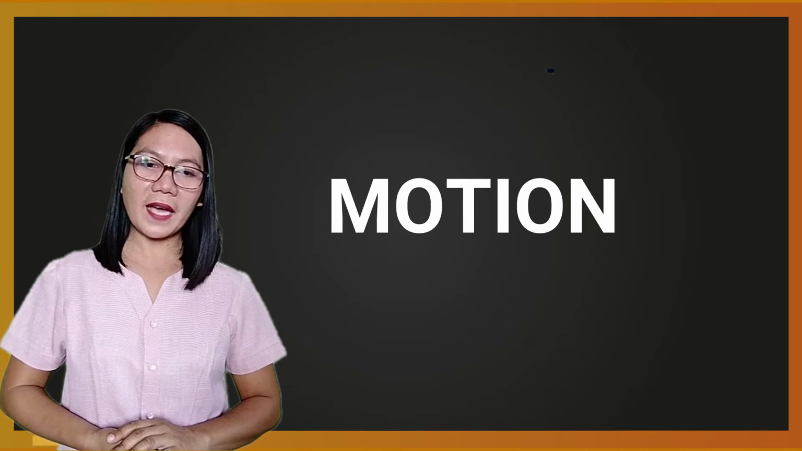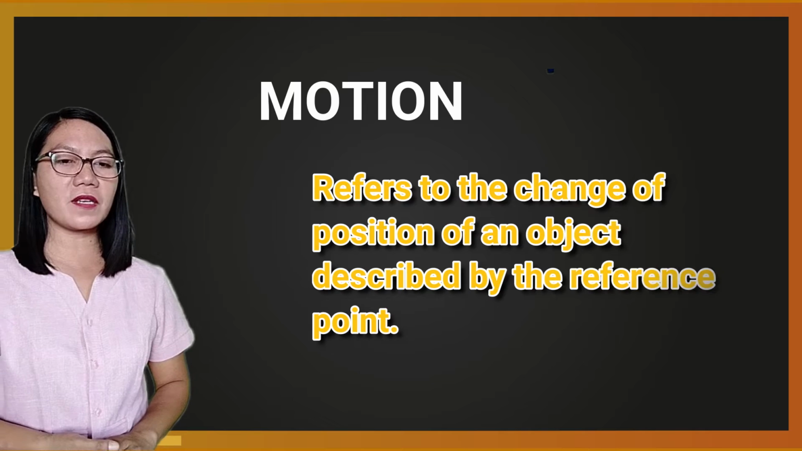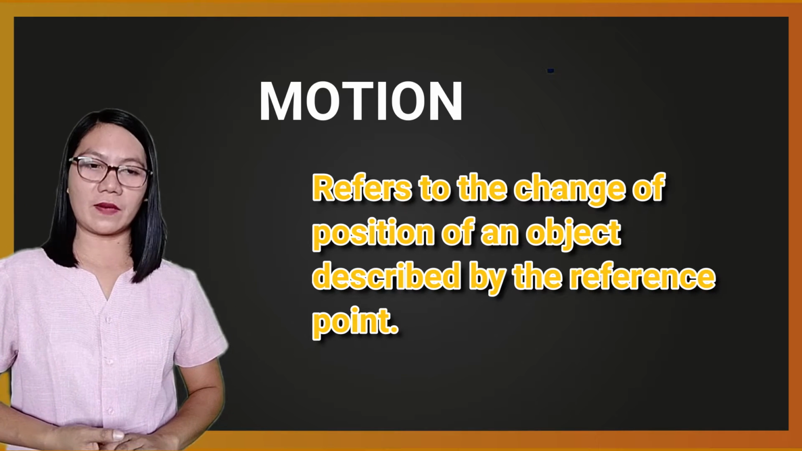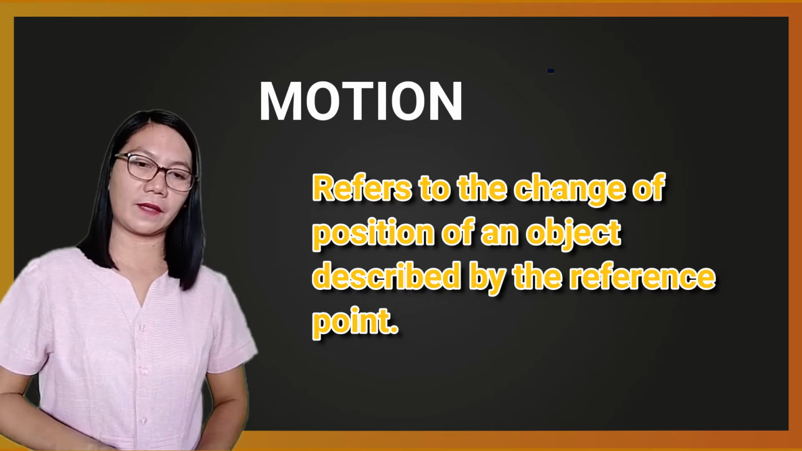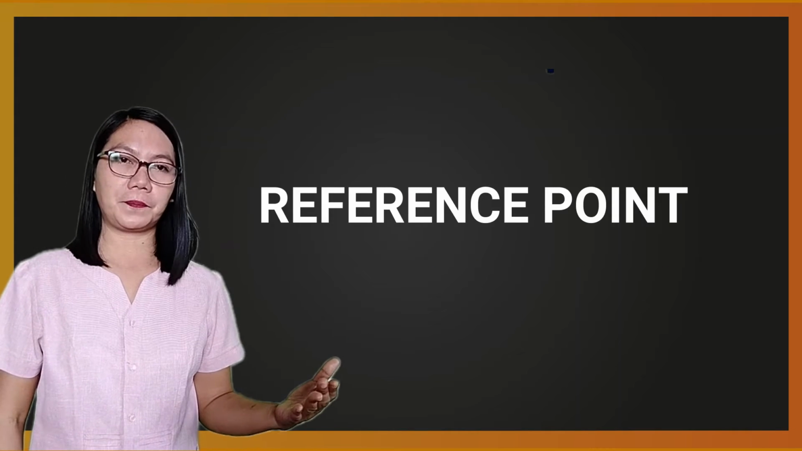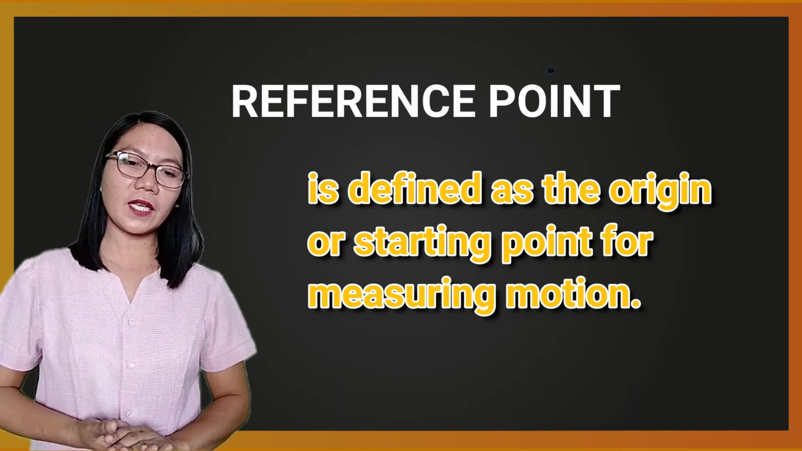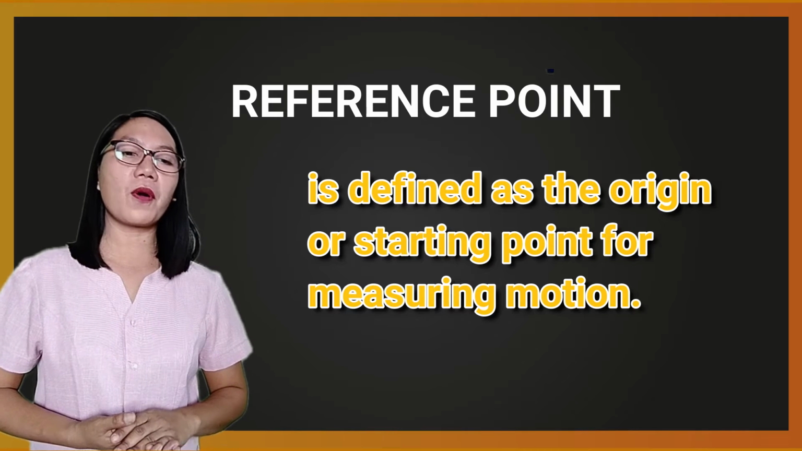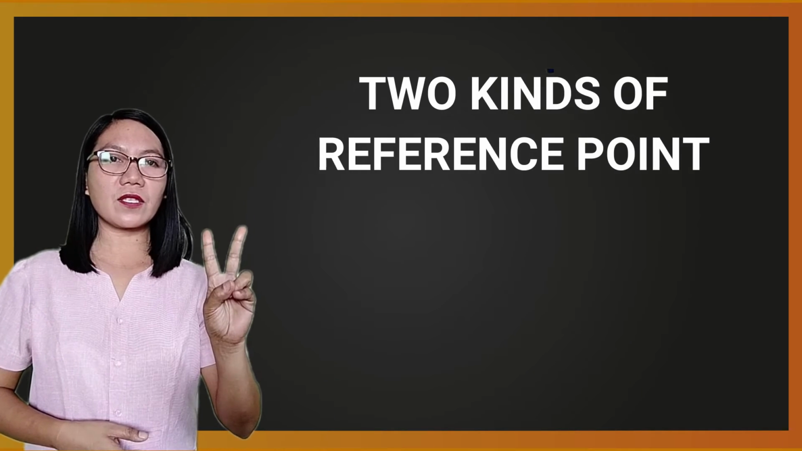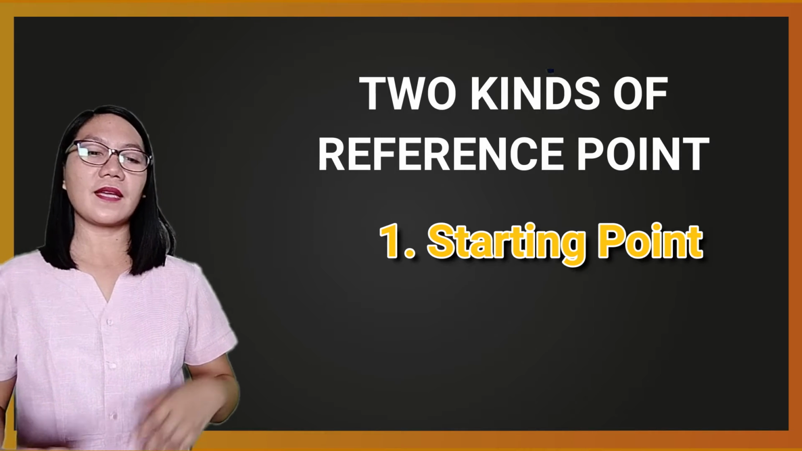So let's define the word motion. Motion refers to the change in position of an object with respect to a reference point. What do you mean by a reference point? A reference point is defined as the origin or starting point for measuring motion. There are two kinds of reference point, the starting point and the end point.